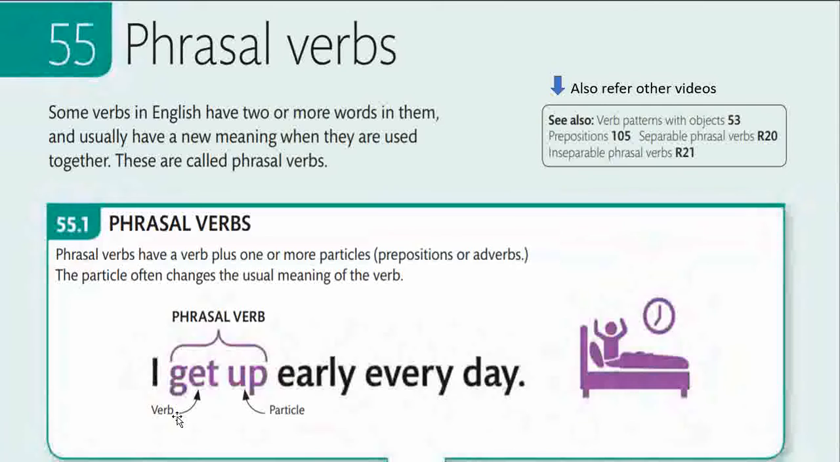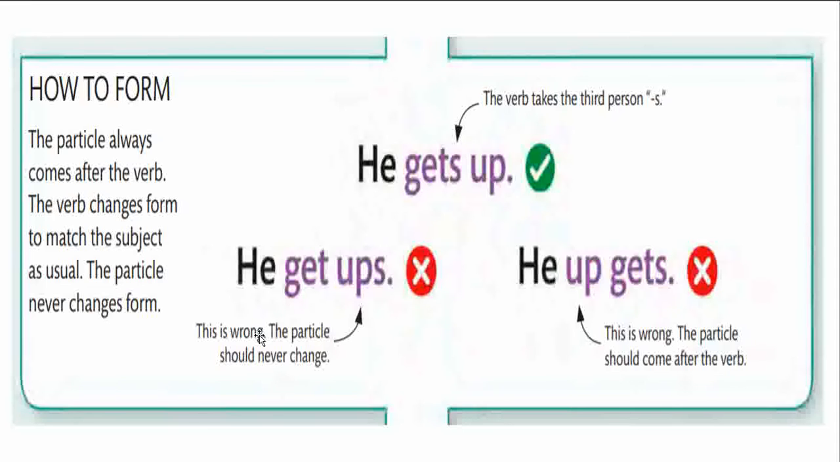Now, this particular sentence: I get up early every day. Get is a verb, up is a particle, together it is a phrasal verb. Let us proceed and see how they are formed. The particle always comes after the verb. The first is the verb and then is the particle.